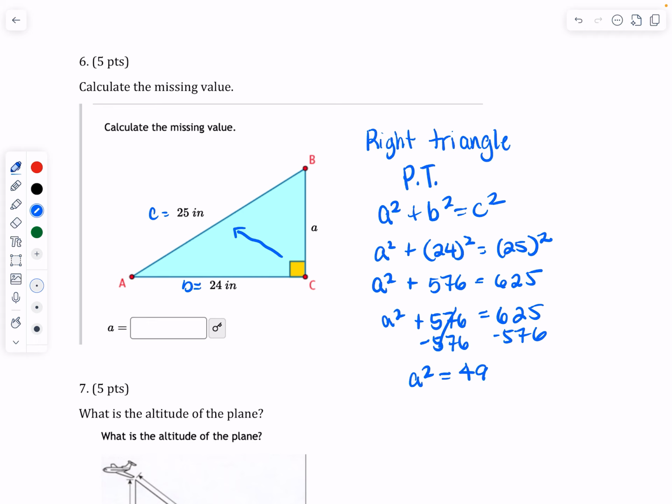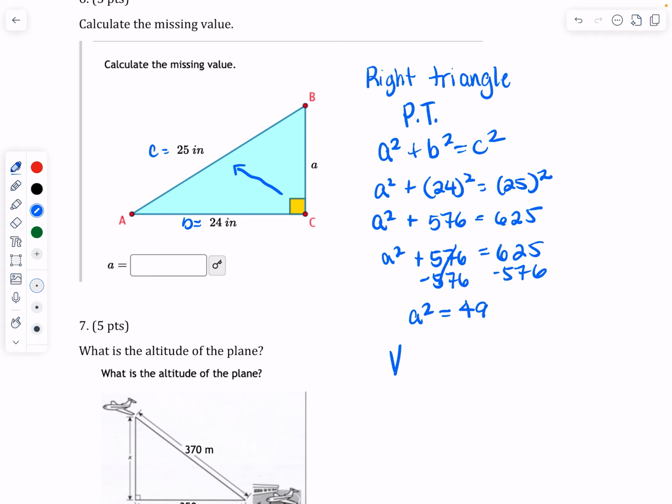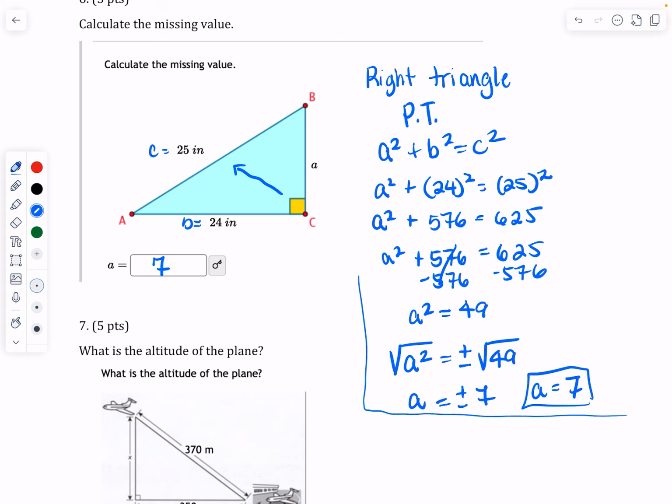My last step is to use a square root, because I have to get rid of something squared. The opposite operation is to take the square root of it. Remember, you have plus or minus on the other side. So a equals plus or minus the square root of 49, which is 7. Now remember, I only use the positive value because I'm talking about the length of the side of a triangle. So a equals 7. That is the answer for number 6.